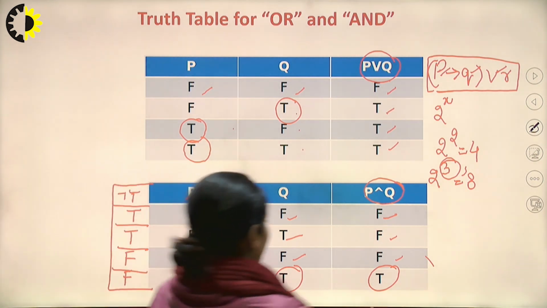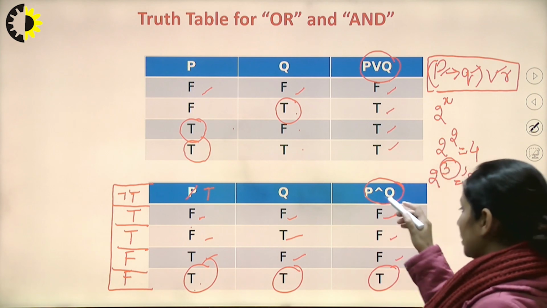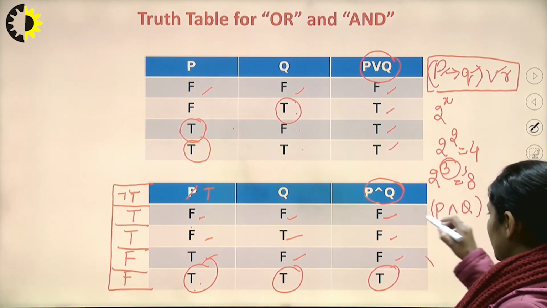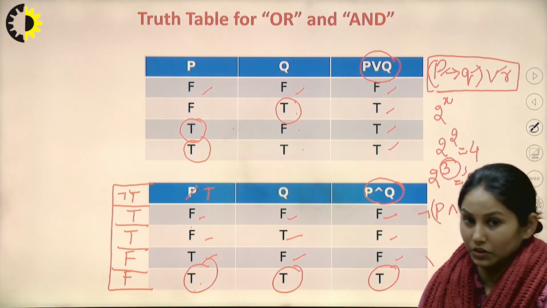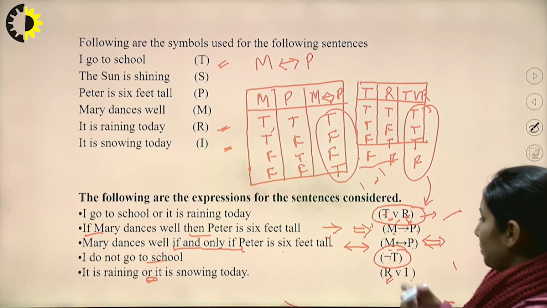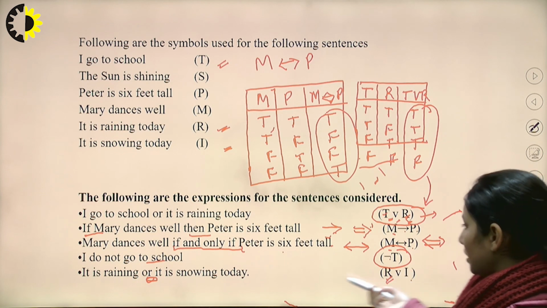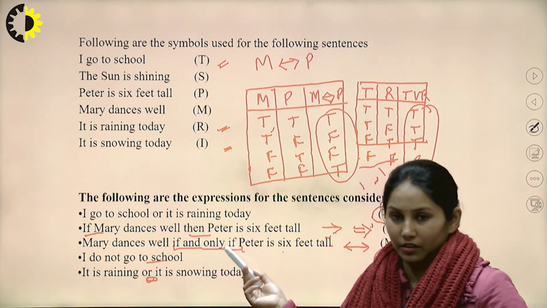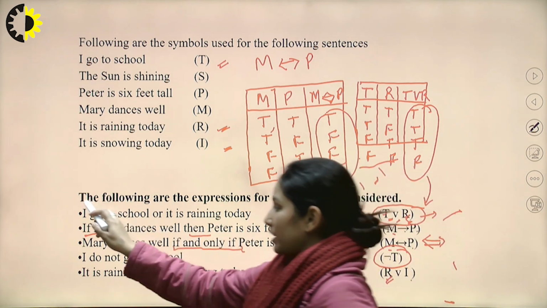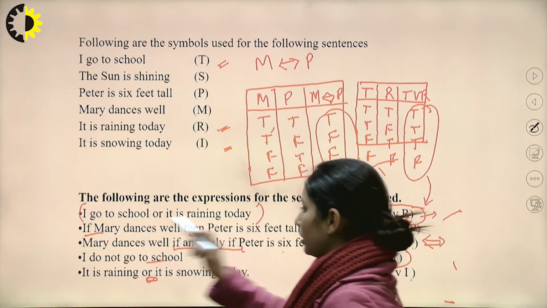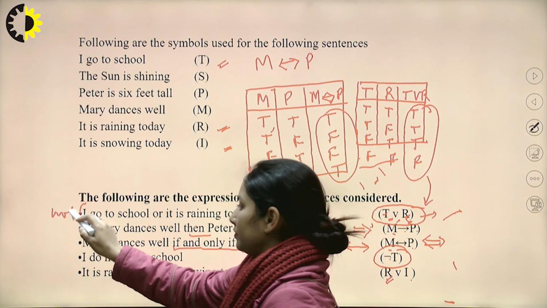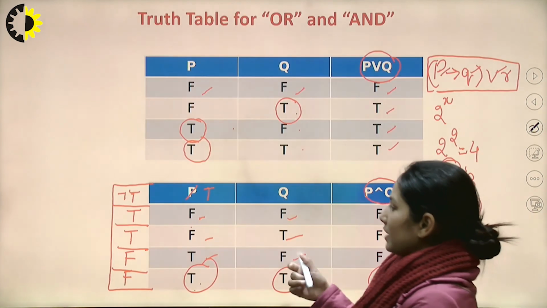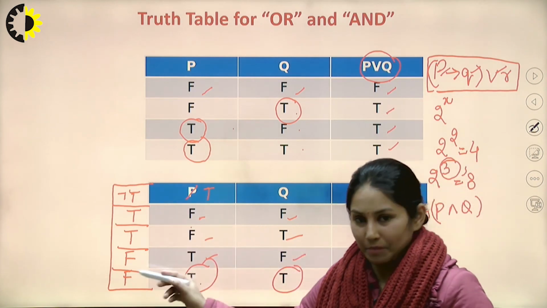Now suppose you have an example written like P and Q with a negation outside this expression. This is like: if P and Q, suppose I go to school and it is raining, and this statement has a not in front of it. That will be calculated by the same method.